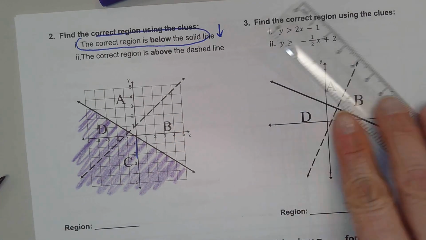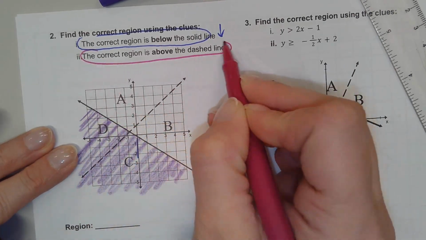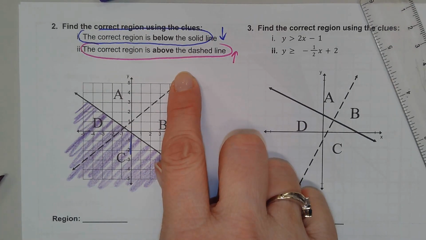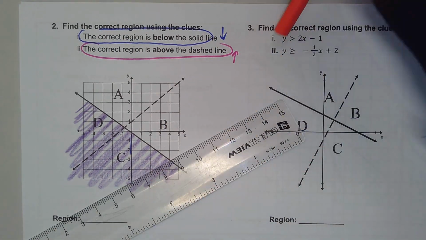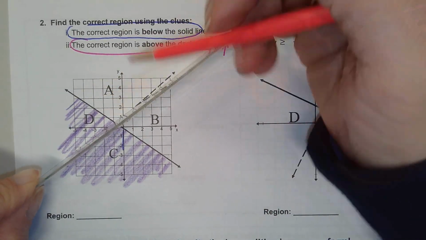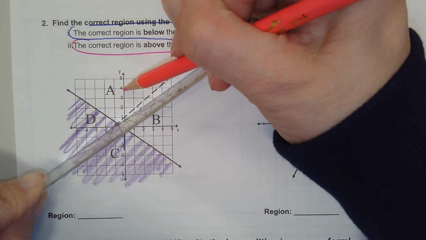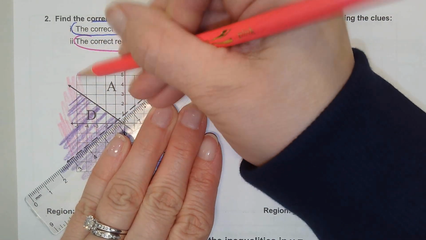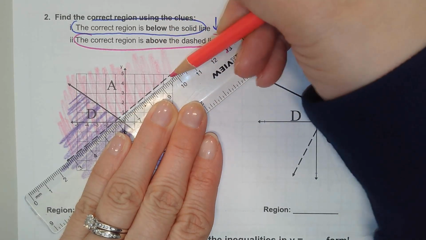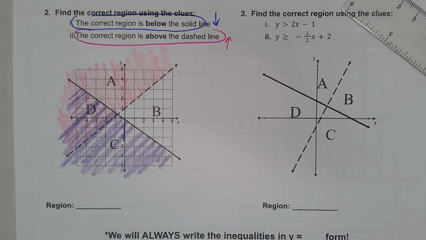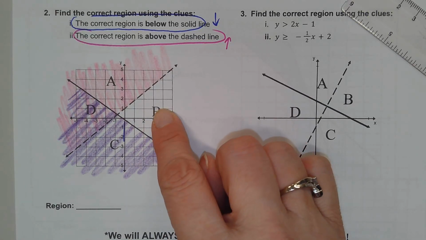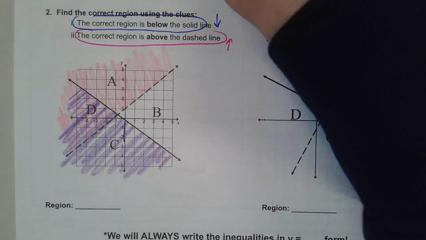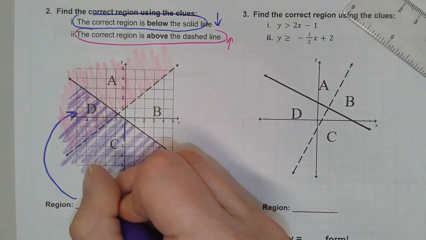But the other clue was that it is above the dashed. So let's use a second color. For the dashed line, look at the y-axis. We want to make sure we go above, we go up. So we're going to color everything above the dashed line. And now it's very clear where the solution region is. This is white, that's nobody. This is only one color, and the solution region is letter D.